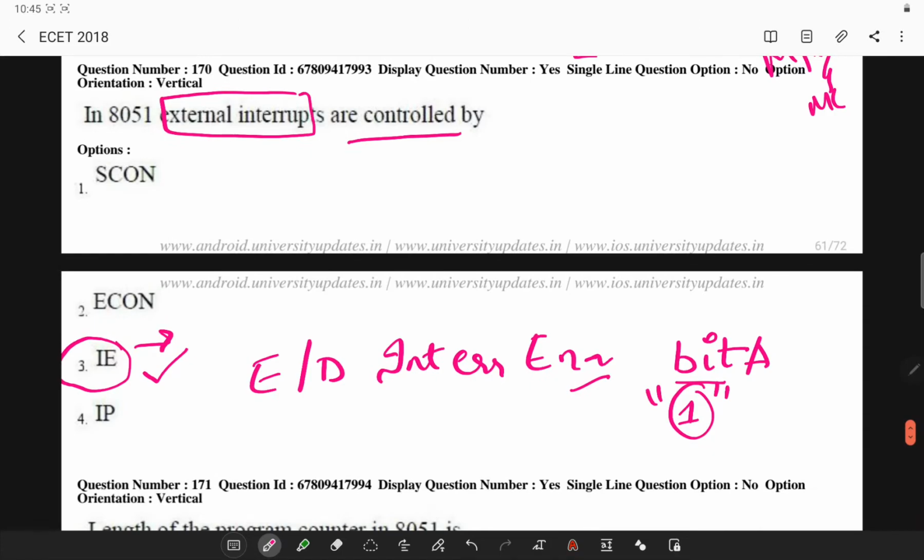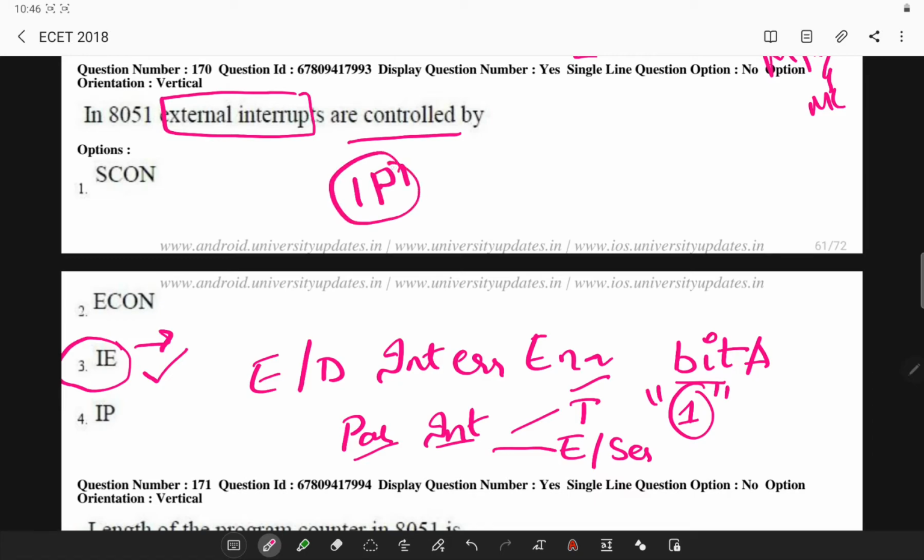So the corresponding bits in this register enable a particular interrupt. You can imagine it to be a timer or an external or serial input. So the bit corresponding to 1 will be activating the interrupt and 0 will be disabling the interrupt. Also remember, there is an interrupt priority register.